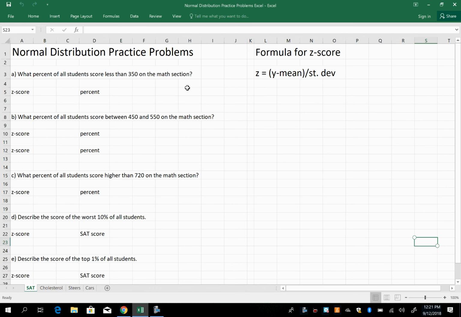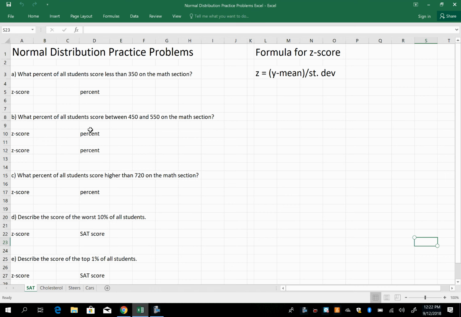All right, we are beginning. So, the first problem says, on the math portion of the SAT, the scores are normally distributed with mean 500 and standard deviation 100. Part A says, what percent of all students score less than 350 on the math section?